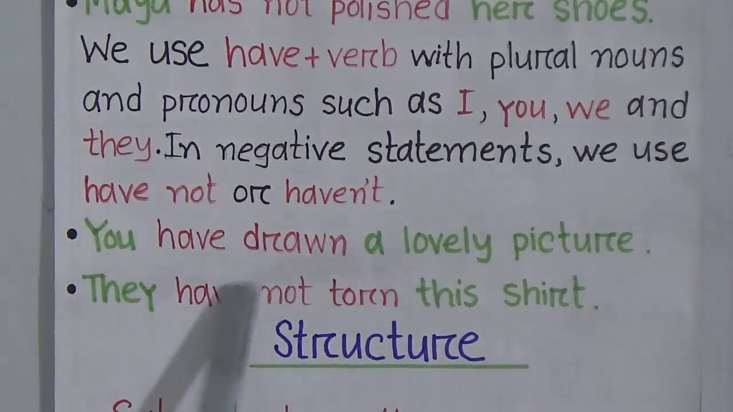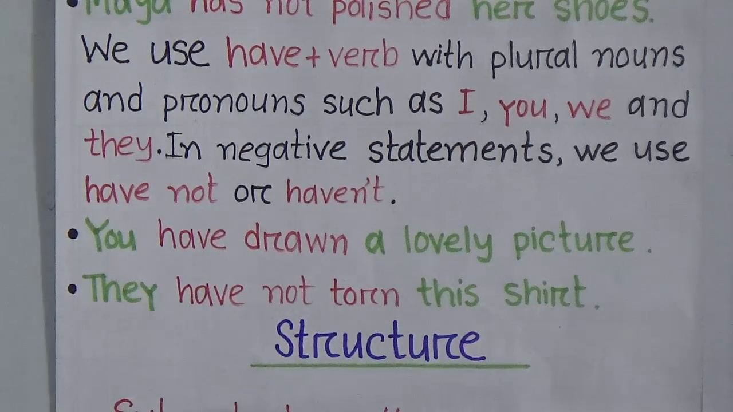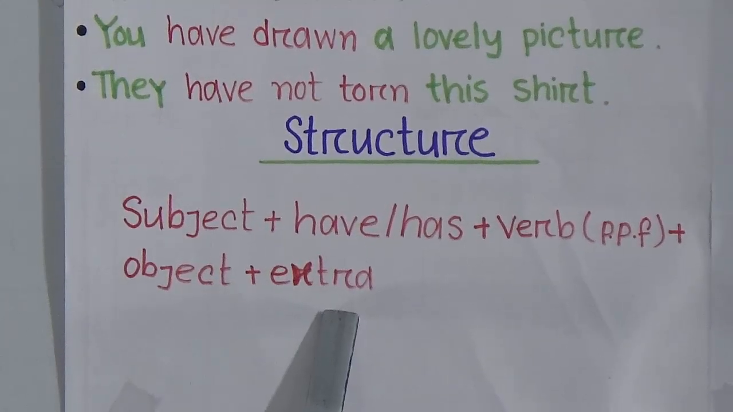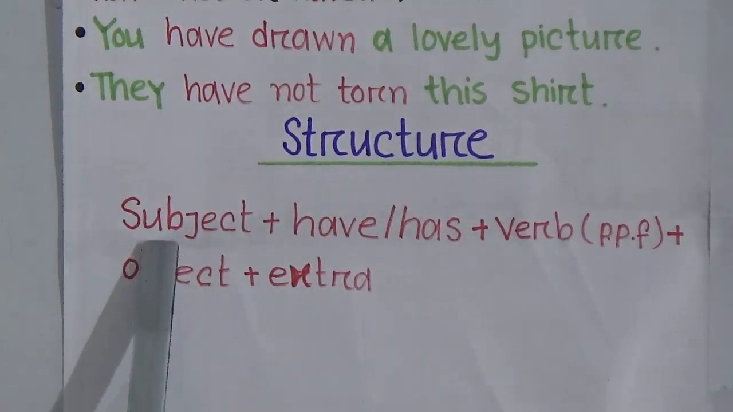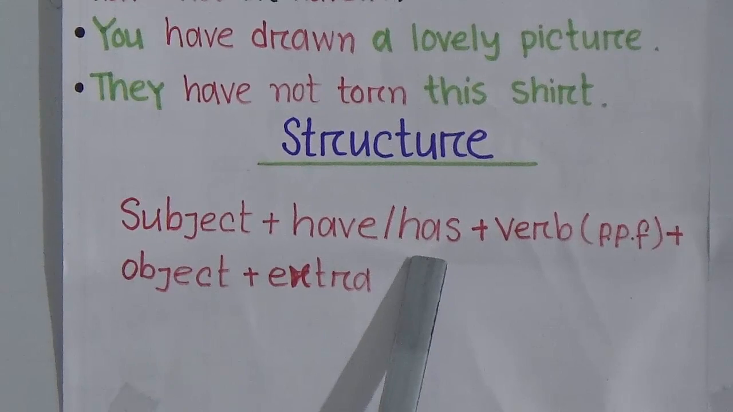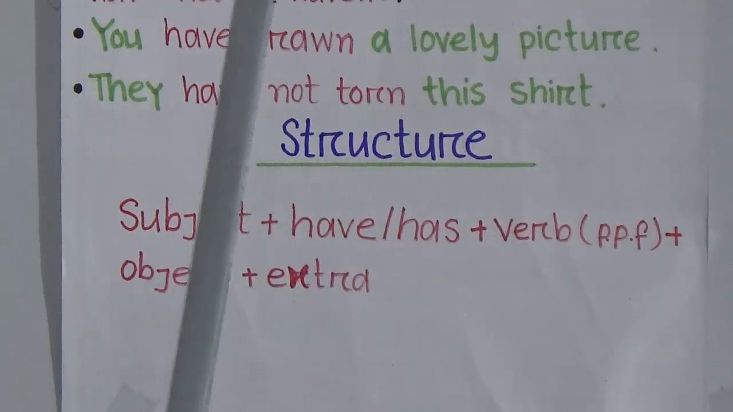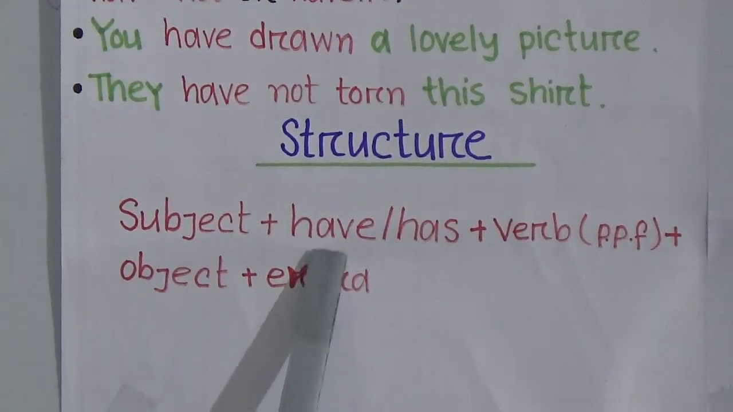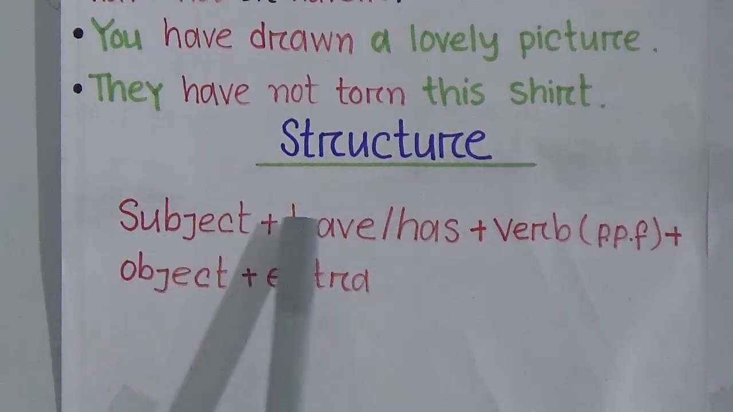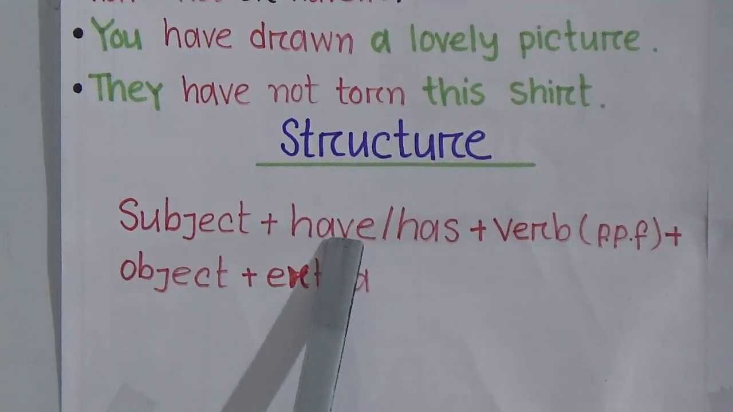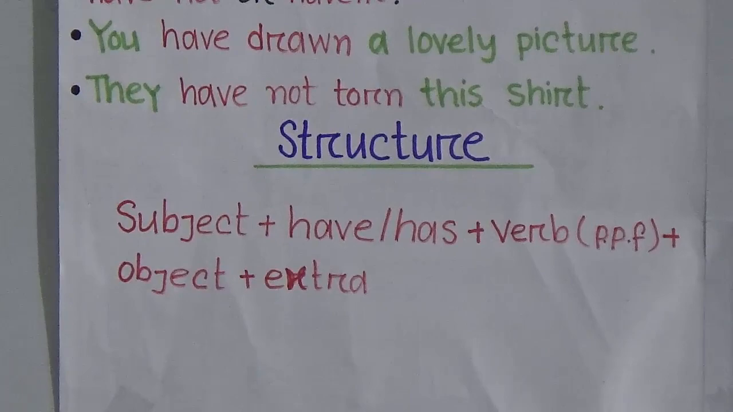Students, keep in mind the structure: subject plus have or has plus verb, past participle form, plus object plus extra. When you find a singular subject, you have to use has, and when you find a plural subject, you have to use the verb have. Now students will do some exercises.